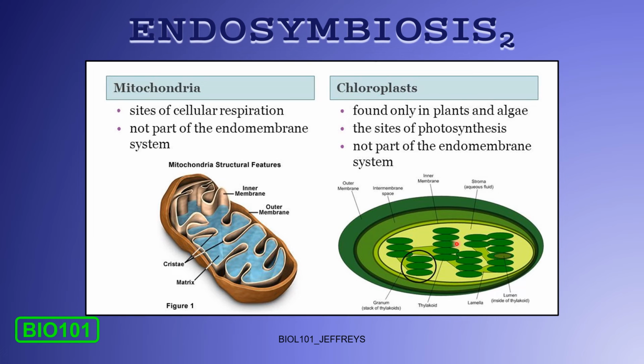Here's a mitochondrion. Here's a chloroplast. Mitochondria are sites of cellular respiration, and they're not part of the endomembrane system. They have their own membrane. And chloroplasts are found in plants and algae. They conduct photosynthesis, and again, are not part of the endomembrane system. The endomembrane system being smooth endoplasmic reticulum, rough endoplasmic reticulum, Golgi complex. Okay, these are not part of that, and that is what leads researchers to believe that these were bacteria in the past that conducted these processes, photosynthesis and cellular respiration. They were engulfed by larger organisms and over time became symbiotic within those larger organisms.